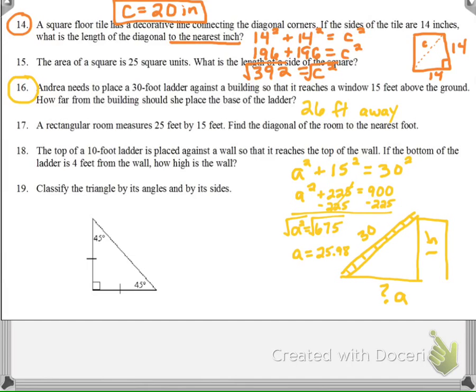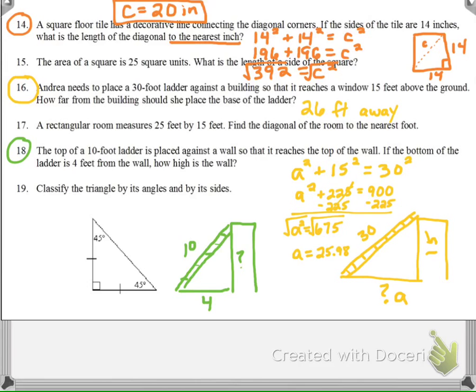Alright, so now, again, we're going to skip 17. We'll do that one in a minute. We're going to do 18. So the top of a 10-foot ladder is placed against a wall so that it reaches the top of the wall. If the bottom of the ladder is 4 feet from the wall, how high is the wall? Okay, similar diagram. We still have a building, a ladder, and the ground. Okay, we know the ladder is 10 feet tall. This time we know that it's 4 feet away from the bottom of the building, or the wall in this case, but we don't know how tall the wall is.